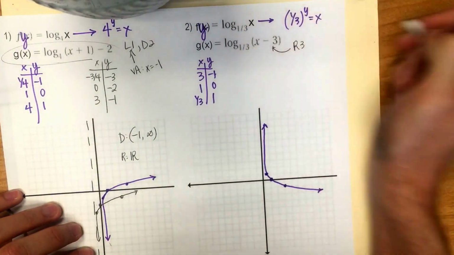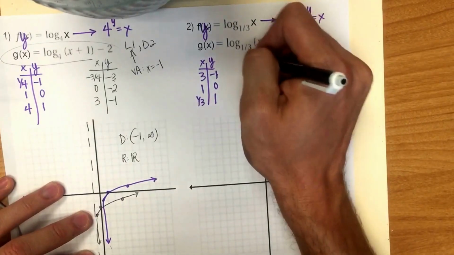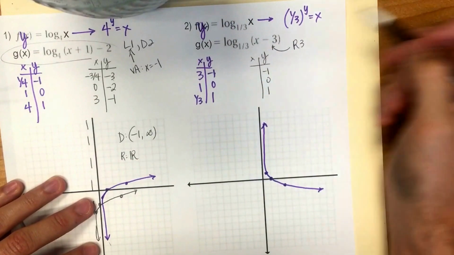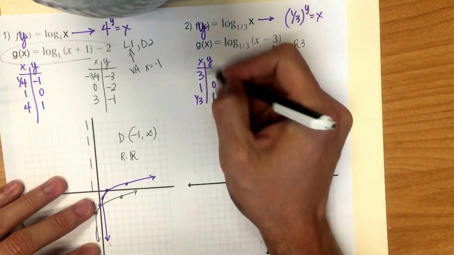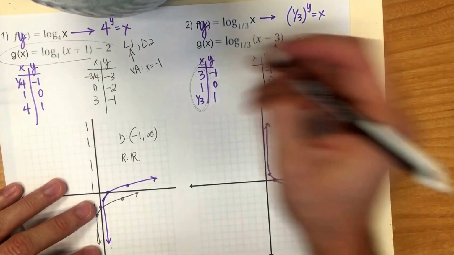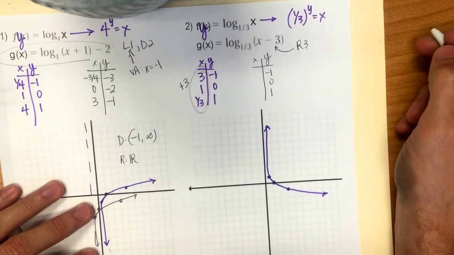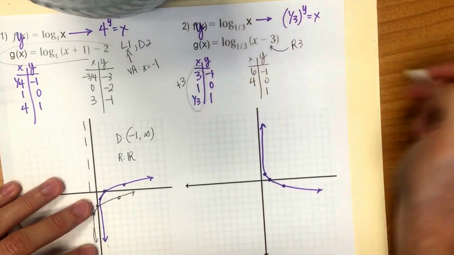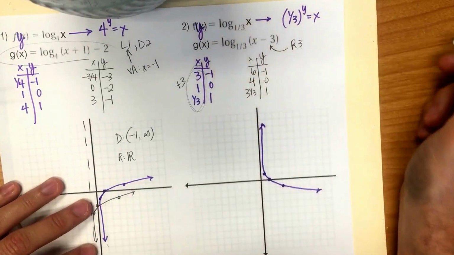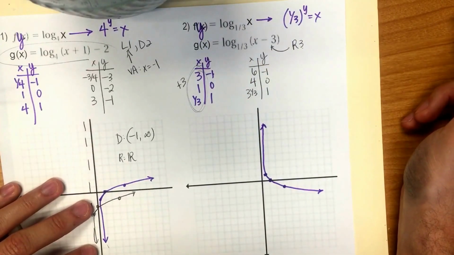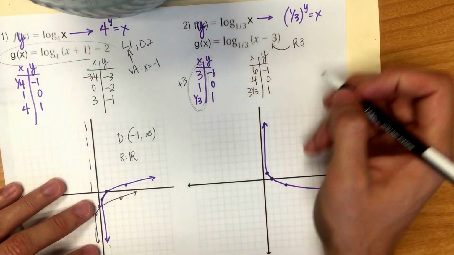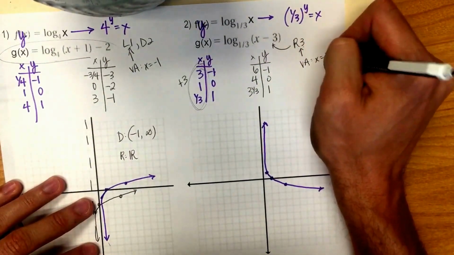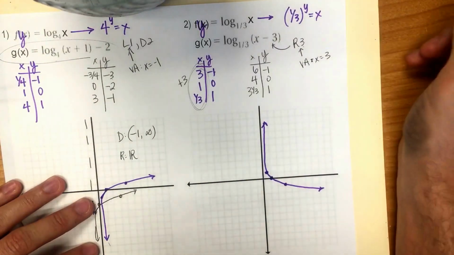All right, let's identify our shifts. We're going to go to the right by 3. So that means that the y column isn't going to change at all, because the only thing that's happening is we're going to the right. So all of these numbers, since we're going right 3, we're going to add 3 to all of them. So we've got a 6, a 4, and a 3 and 1/3. Not only has the entire curve shifted to the right, but so has the vertical asymptote. That follows the graph. So x equals 3.